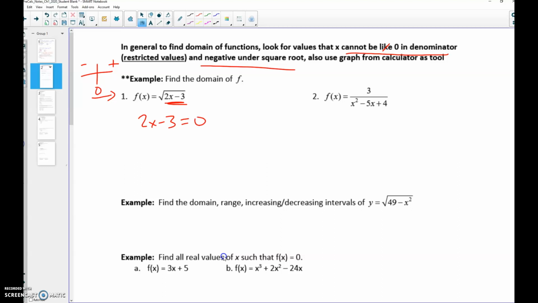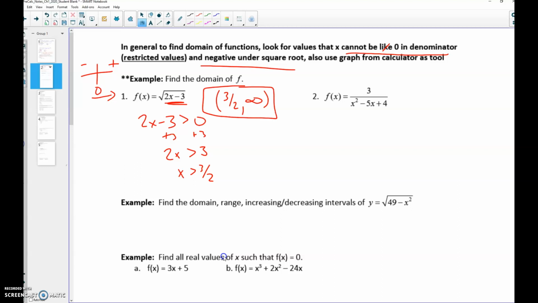Remember that it has to be greater than 0, so you can set it equal to 0 and say it's greater than, or you can just use the inequality. So I'm going to add 3 to both sides and get 2x is greater than 3, and then I'm going to divide by 2 and get x is greater than 3 halves. So that right there would be your domain, and remember, we don't leave inequalities like this. We're going to use our interval notation. So x is greater than 3 halves means it goes from 3 halves to infinity. So that would be your domain right there.